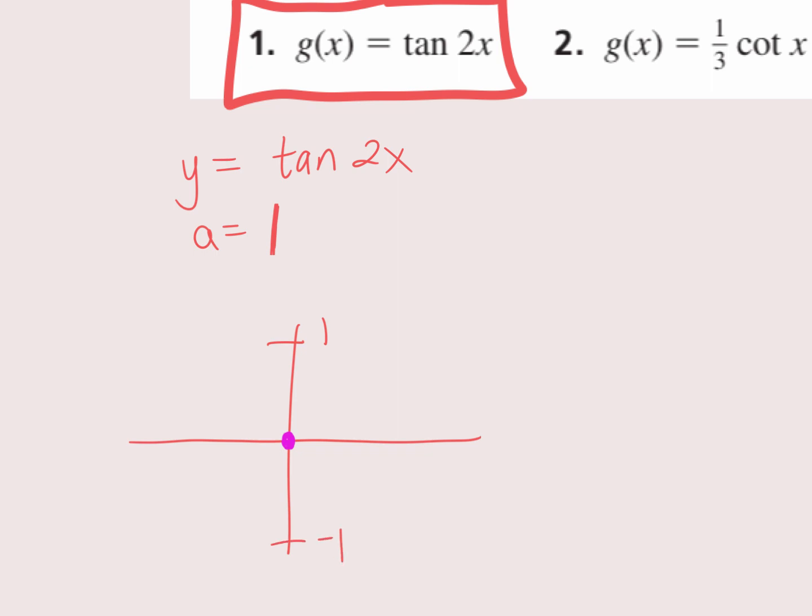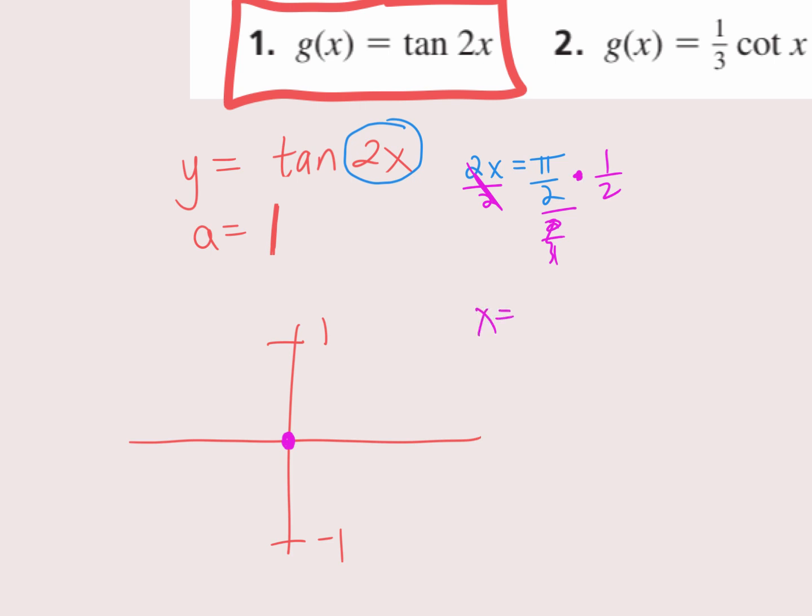Good. Now we have to find 2 things. We have to find asymptotes and then key points. When I find my asymptote, how do I find my asymptote? I take 2x and I set it equal to what? Pi over 2. Good. And then I solve. So when I divide by 2 over 1, this is the same as multiplying by what? 1/2. Good.